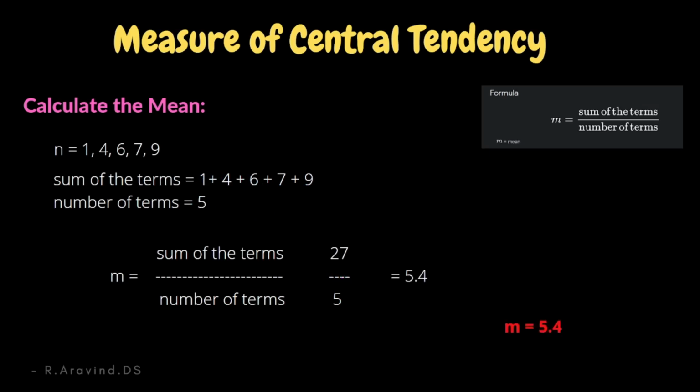Yeah, so 5.4. This is the average value. I have 27 total numbers, and on the 27 total numbers, I have 5.4. Okay, so how do you interpret the middle thing actually?